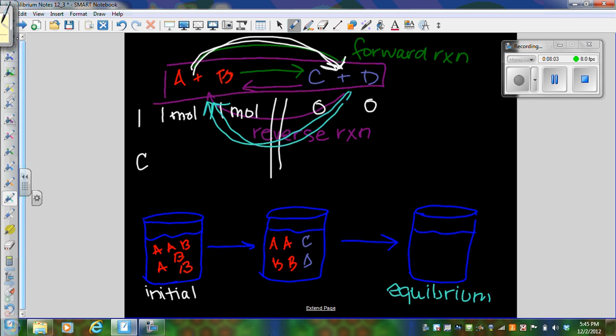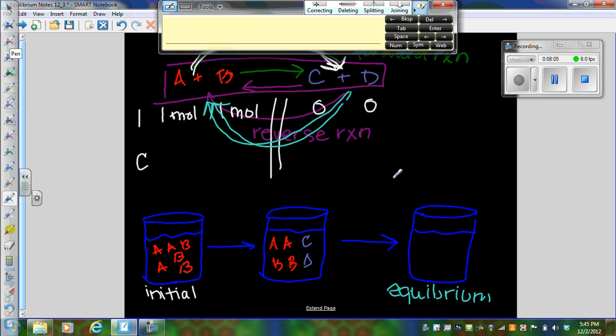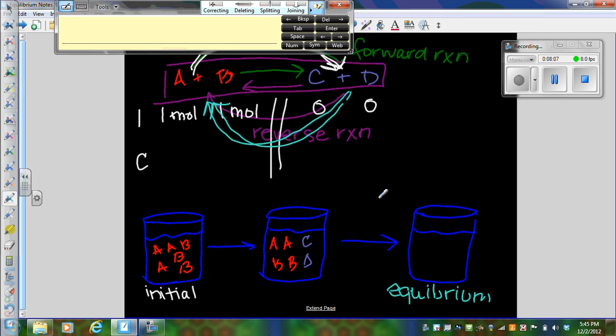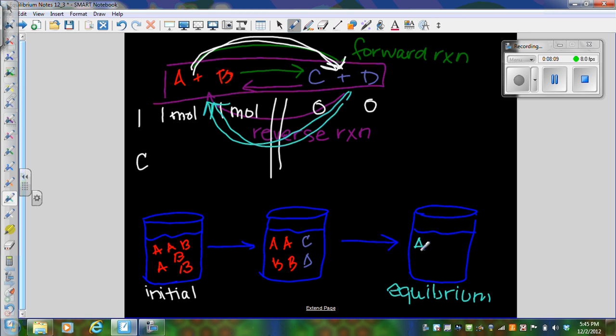You're going to have some amount of A and B and some amount of C and D. They do not necessarily have to be equal to each other. We'll talk about that in a minute.